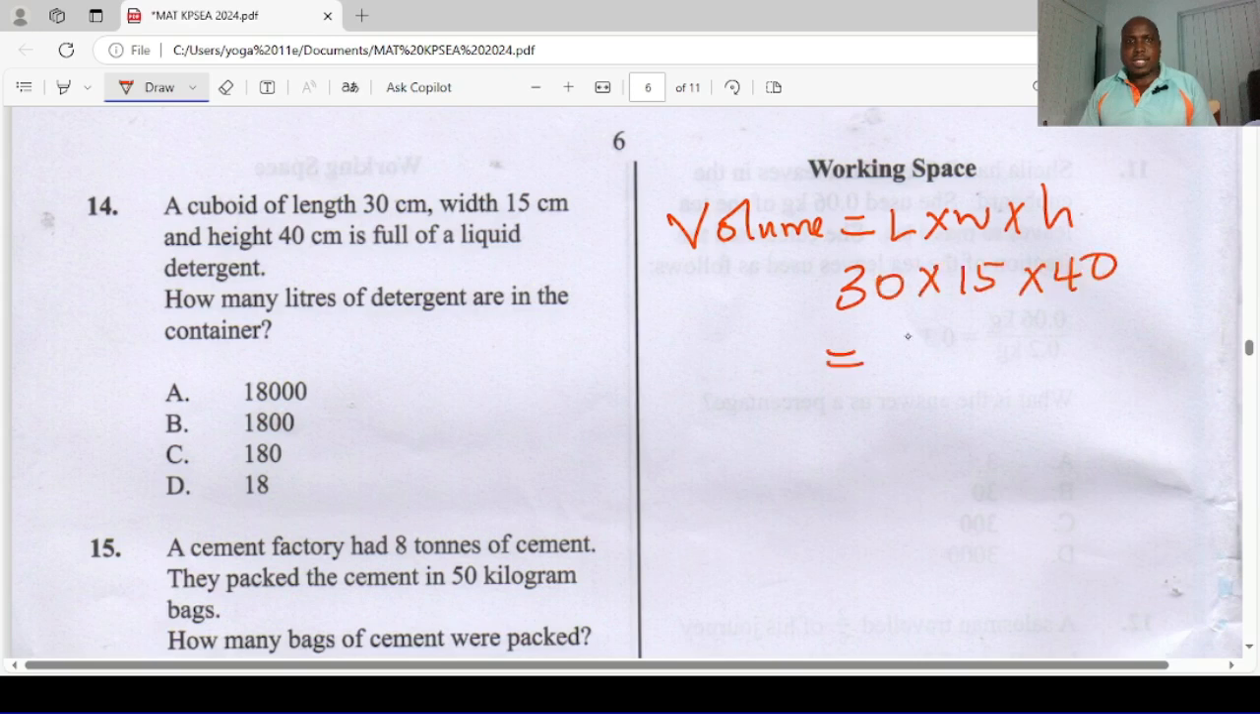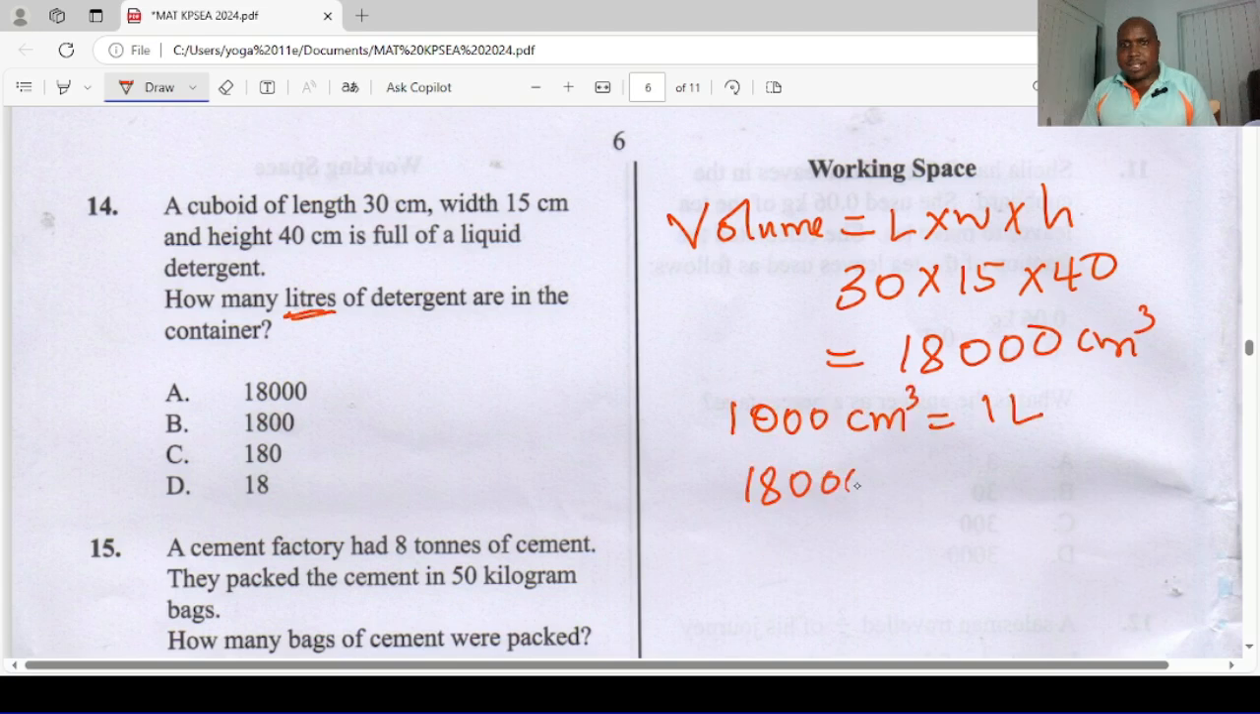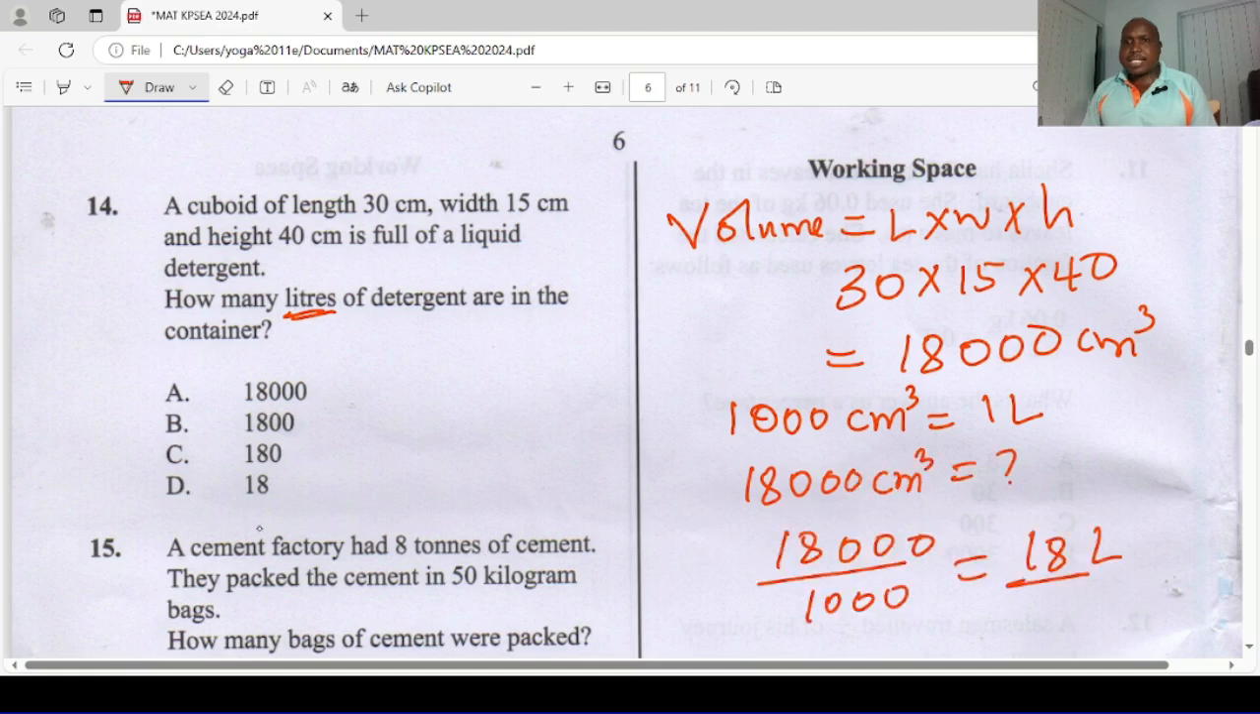And this one will be 18,000 centimeters cube. So we need to have it in liters. But you need to know that 1,000 centimeters cube is equal to 1 liter. So what about 18,000 centimeters cube? What will be the number of liters? That is 18,000 divided by 1,000. That is 18 liters. It is 18 liters.